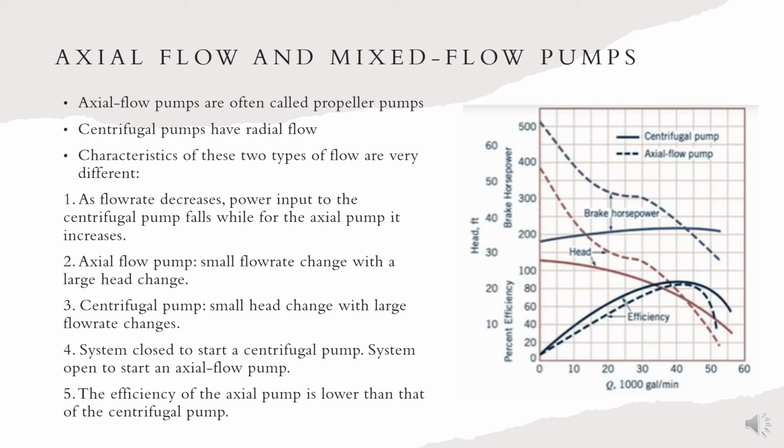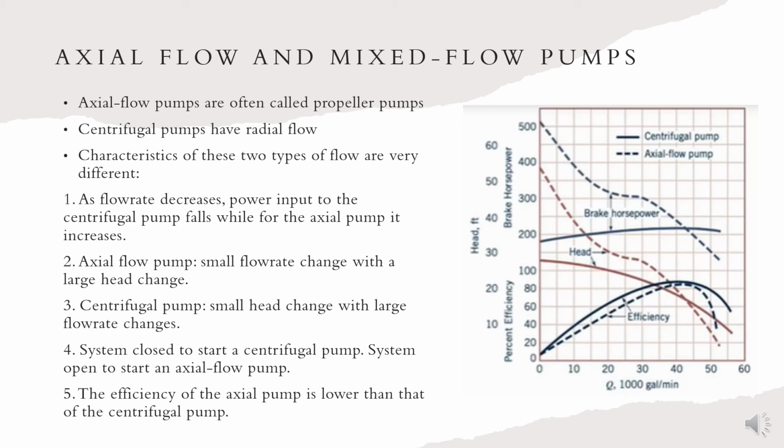At maximum efficiency, the head and brake horsepower are the same for both pumps, but as the flow rate decreases, the power input to the centrifugal pump falls, while for the axial pump it increases. In the axial flow pump, there will be a small flow rate change with a large head change, and in the centrifugal pump, there will be a small head change with a large flow rate change. This will be at a flat head curve.